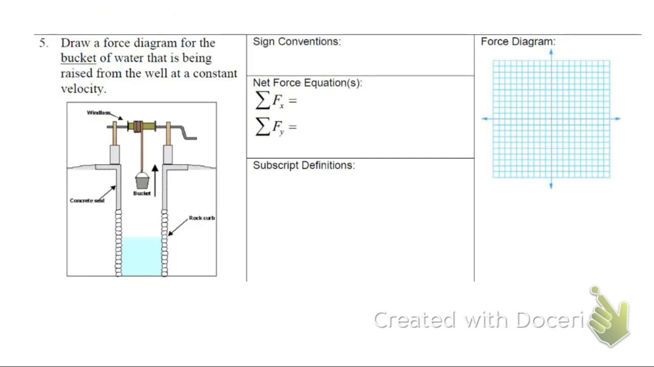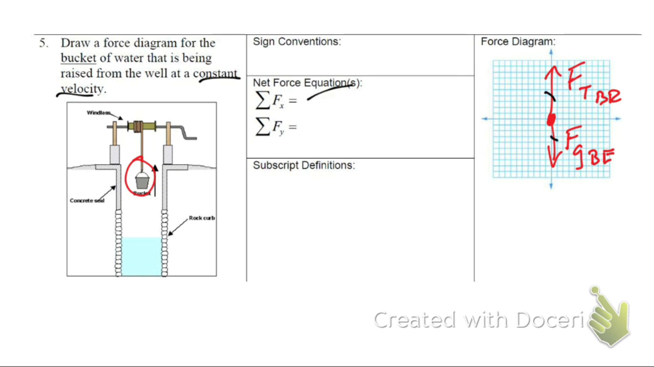All right, so for this guy, we have a bucket that's being raised into the well. Up is positive, so we're going to have a force upward. The force upward is going to be the force of tension on the bucket by, let's call it, a rope. And then, of course, we're going to have the force of gravity going down, the force of gravity on the bucket by the earth. And because it's moving at constant velocity, it tells me 0 acceleration. These two need to be equal.